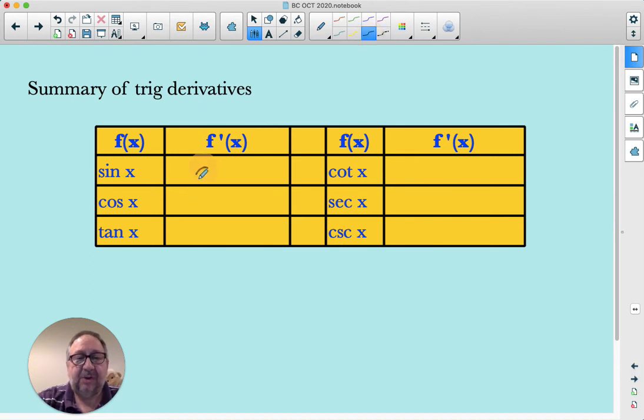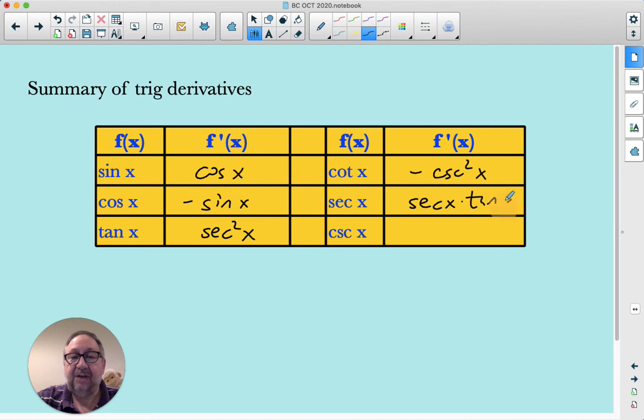Next page is going to just summarize them all up here, and here we go. Derivative of sine we already knew, cosine. The derivative of cosine we already knew, it's negative sine. The four new ones: derivative of tangent is secant squared x. Derivative of cotangent is negative cosecant squared x. Derivative of secant is secant times tangent, both of x. And derivative of cosecant is negative cosecant cotangent of x, each one of x.